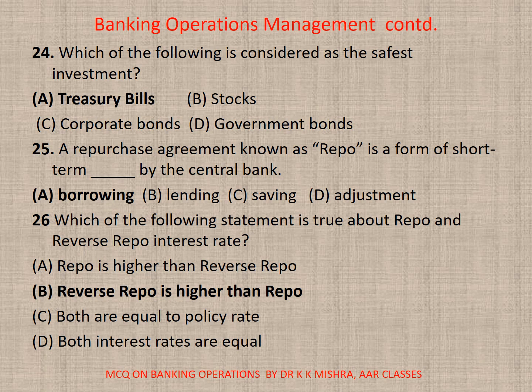24. Which of the following is considered the safest investment? A. T-bills, B. Stocks, C. Corporate bills, D. Government bonds. Correct option is A. Treasury bills.